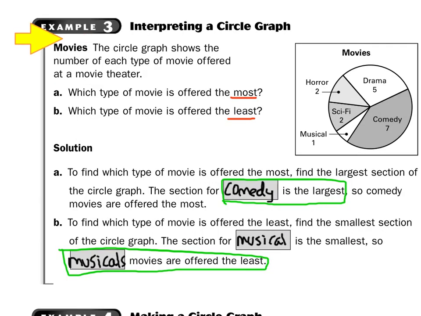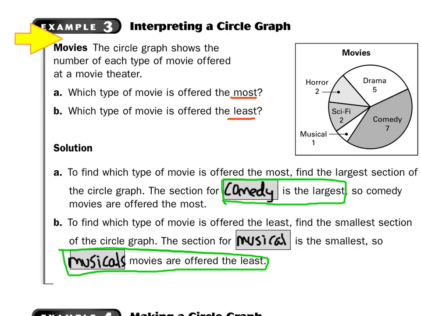Okay, look at example 3, interpreting a circle graph. That just means answer questions about it. This is about movies. The circle graph shows the number of each type of movie offered at a movie theater. For A, which type of movie is offered the most? Okay, so look over here, and if you wanted to find the most, obviously you want to find the biggest piece of the circle. And so to find which type of movie is offered most, find the largest section of the circle graph. The section for comedy is the largest, so that's the type of movie that was offered the most.